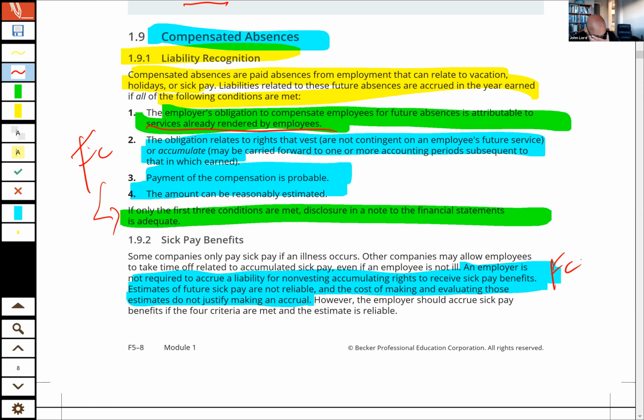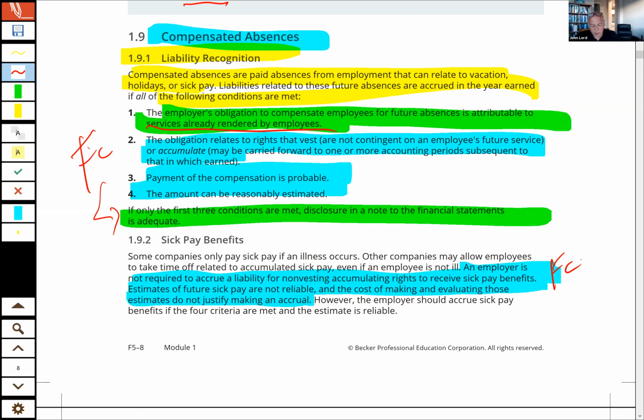Now, if they said something like, the employee, after they work for 5 years, then get to keep their sick leave, okay? Then what? Then at that 5-year mark, yeah, they would have the liability if it actually vests. And sometimes companies will do that to maintain you. Sometimes they'll say, well, if you don't take any sick leave, we'll add something to your pension when you retire. So again, if it vests that way, then yeah, take the liability.